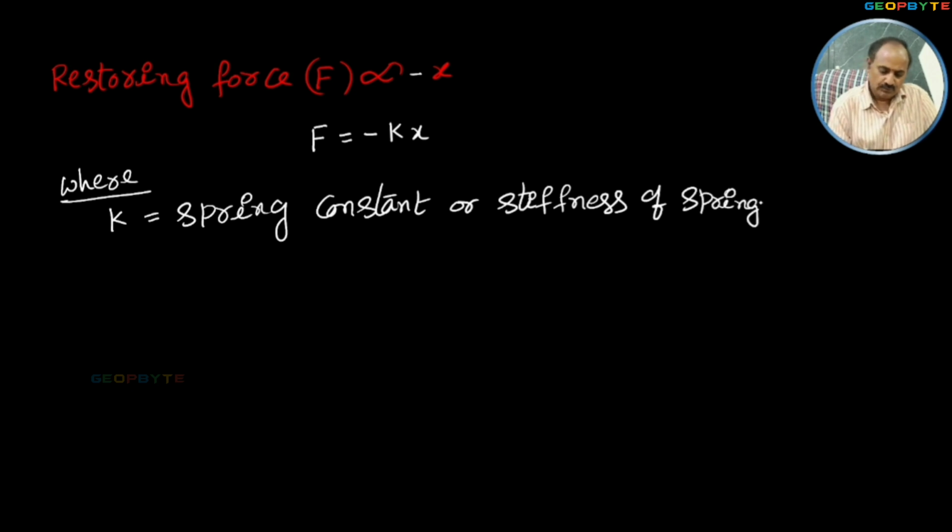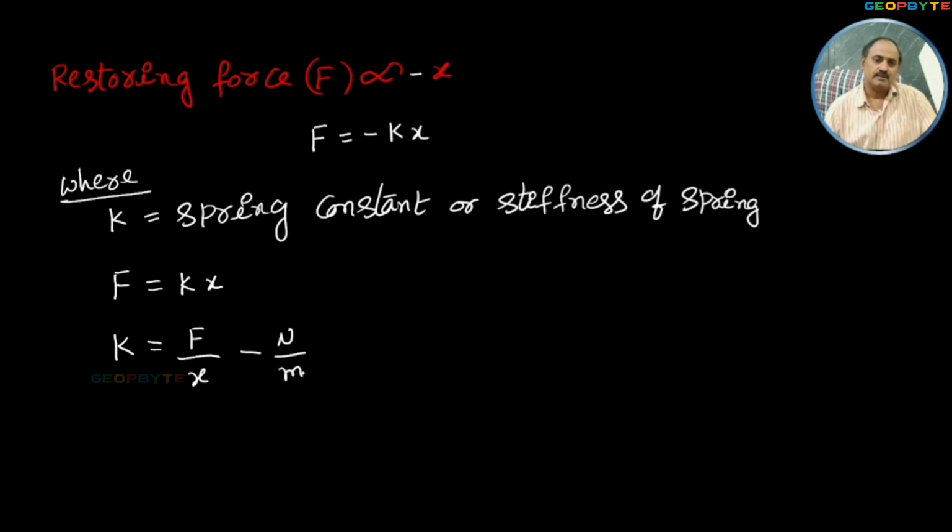Now look at the units. The restoring force equals kx. Forget about the negative sign. From this, the stiffness k equals the force required per unit deflection. Force is in newtons and deflection is in meters, so newton per meter is the unit of the spring constant. The definition of spring constant is like this: the amount of force required per unit deflection is called the stiffness of the spring.